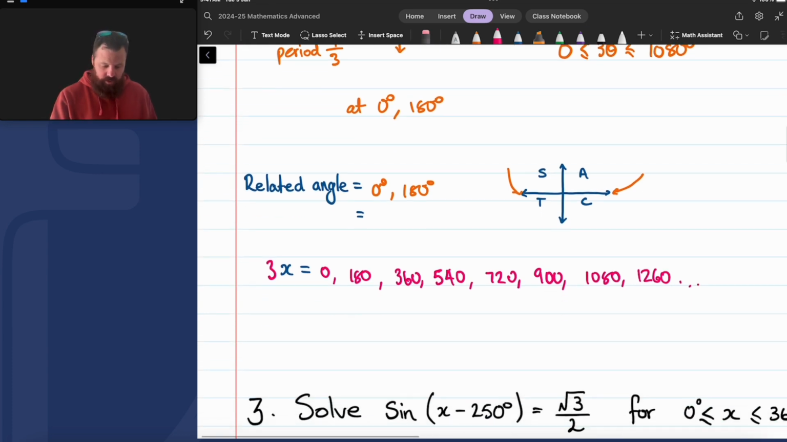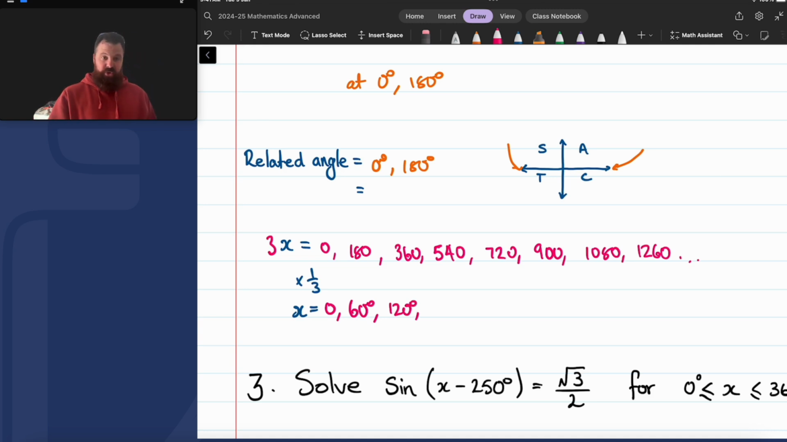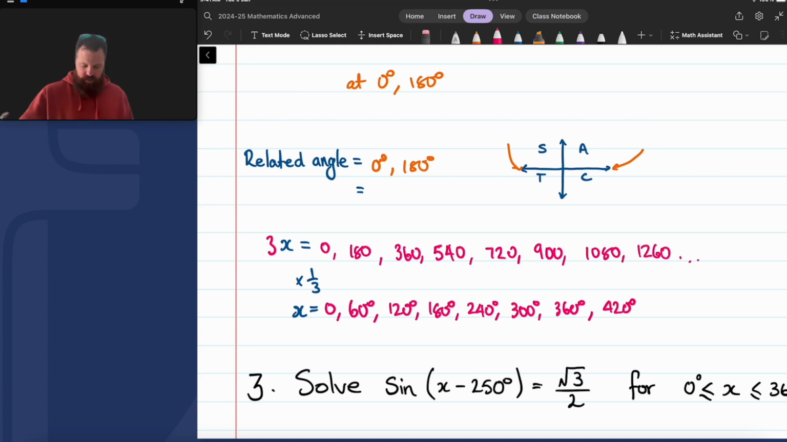Because it was 3x, we're now going to multiply everything by a third. So we get our value of x. Well, we're going to get 0. A third of 180 is 60 degrees. A third of 360 is 120 degrees. A third of 540 is 180 degrees. A third of 720, you'll get the pattern here, 240, 300, 360, and the next one would be 420. That's that 1260, a third of that.